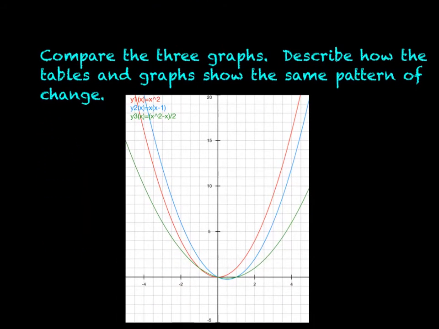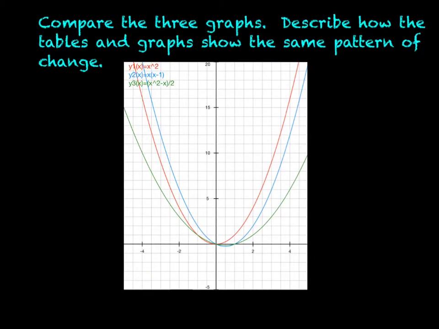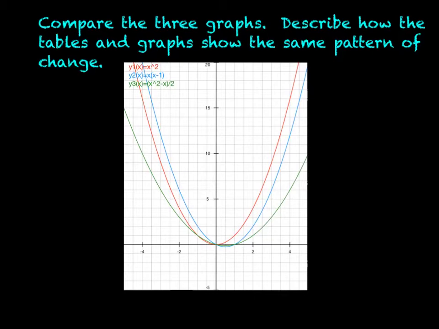Next, we need to be able to compare the graphs. And for this, I actually created the graphs on our graphing equations. And if you look, here is our first graph. We have y is equal to x squared. Our second one is x squared minus x, or n squared minus n. And our very last one is that one that's super funky, where you have n squared minus n divided by 2.